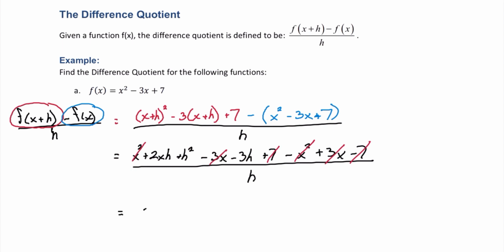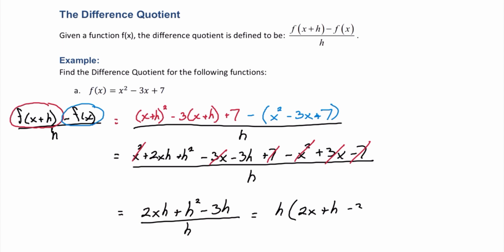So we're left with 2xh plus h squared minus 3h over h. At this point, we can factor h out of the numerator, leaving us with h times 2x plus h minus 3, all over h. We can reduce the h's, and we're finally left with 2x plus h minus 3.